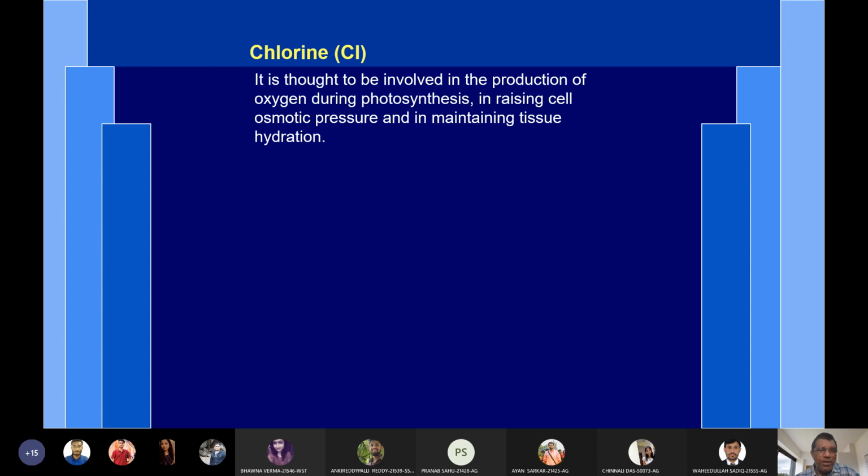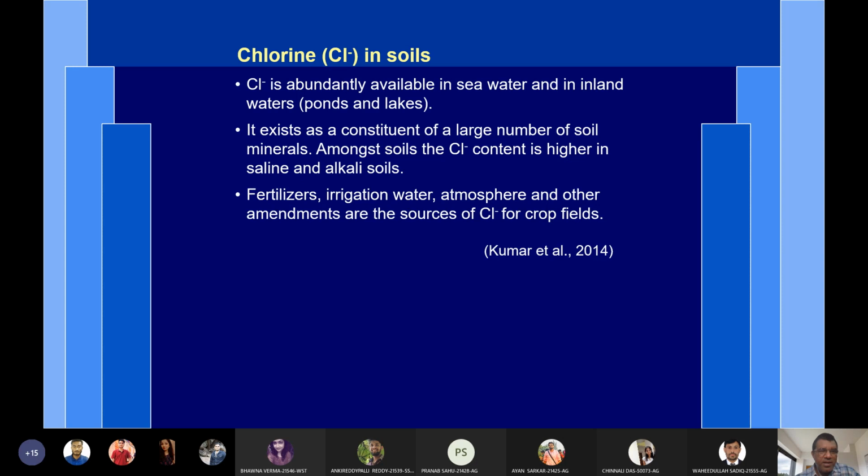It is thought to be involved in the production of oxygen during photosynthesis, in raising cell osmotic pressure, and in maintaining tissue hydration. It is abundantly available in seawater and in inland waters, ponds, lakes. It exists as a constituent of a large number of soil minerals. Among soils, the chloride content is higher in saline and alkali soils. Fertilizers, irrigation water, atmosphere, and other amendments are the source of chloride for crop yields.